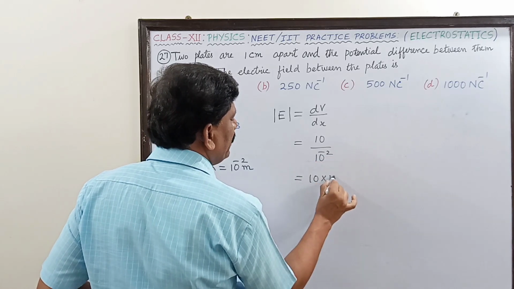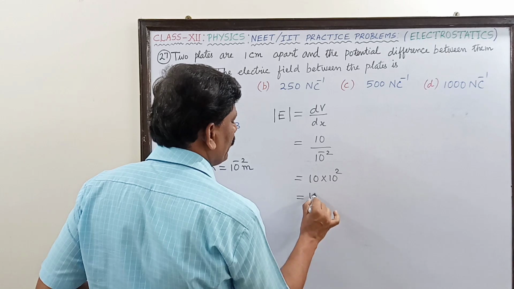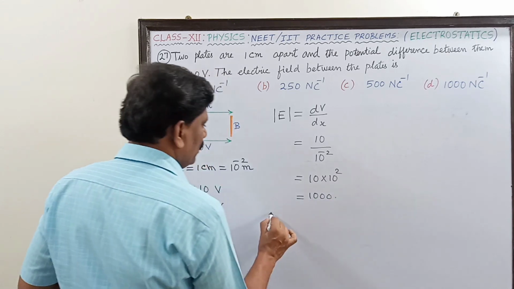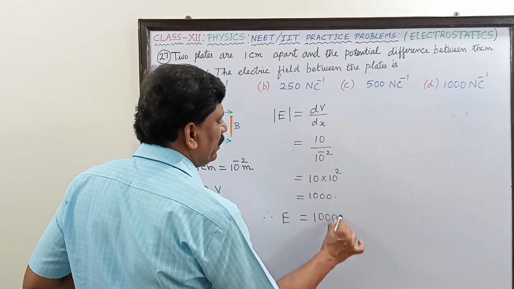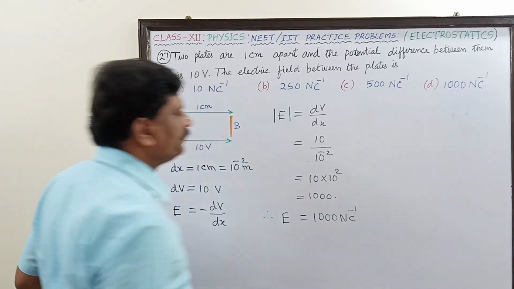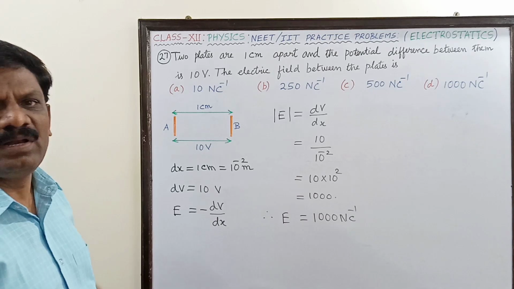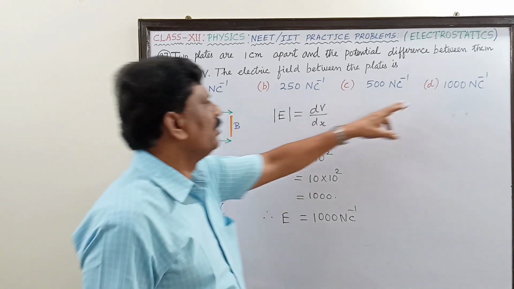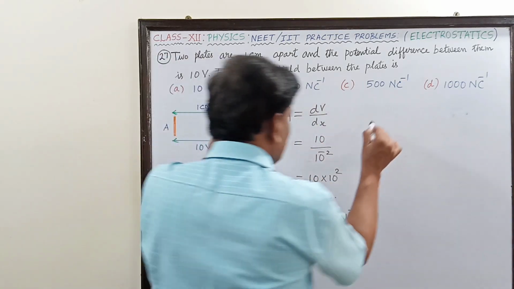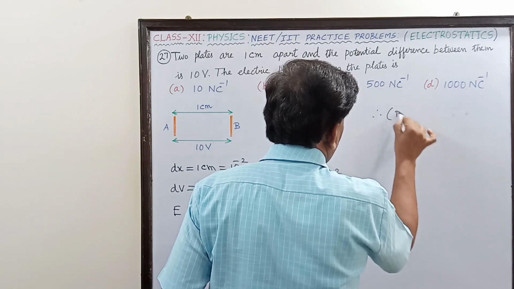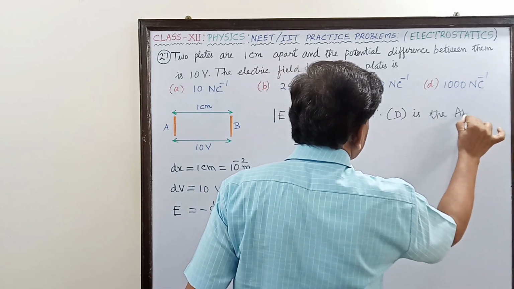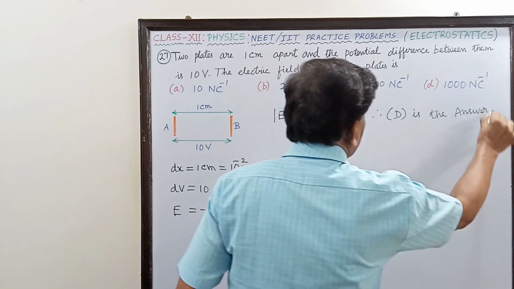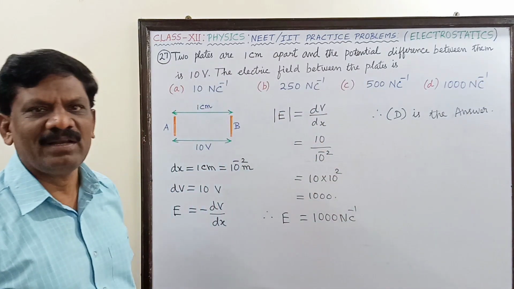So this is 10 into 10 square. This is equal to 1000. Therefore, E is equal to 1000 Newton per Coulomb. Very simple numerical problem. So option D is the right answer, is it not? Therefore, option D is the correct answer. I hope you must have understood well. Fine.